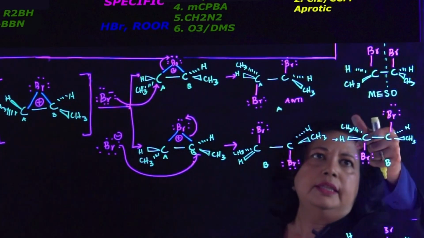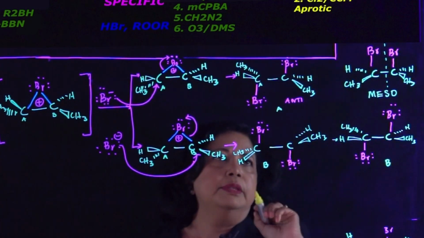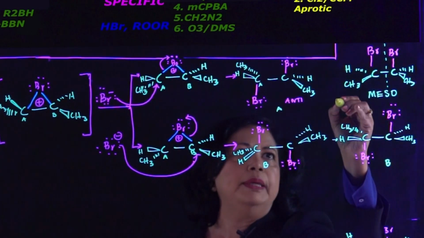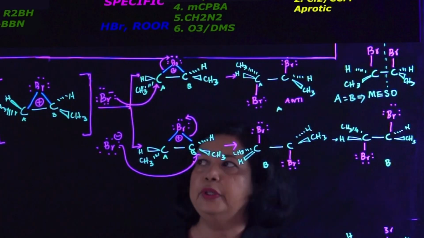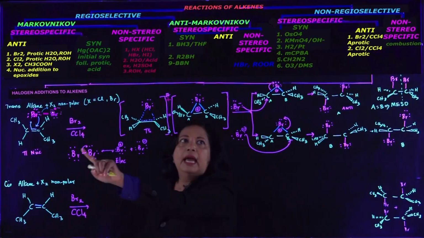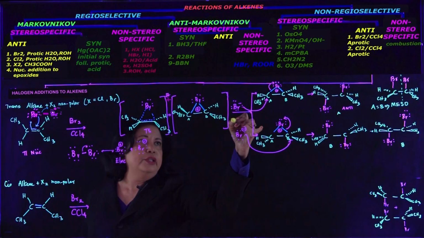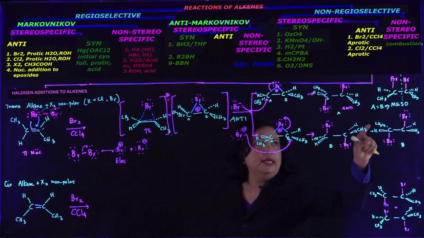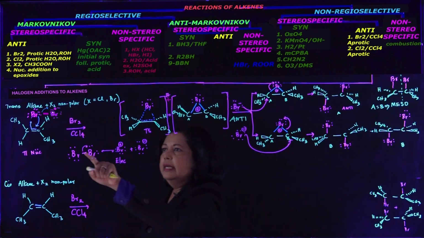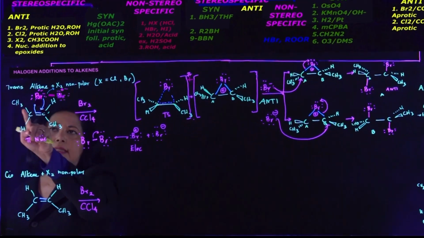You could have rotated this or this because they're both the same. So A is the same as B, and they are both meso. So when you take a trans and do an anti-addition, you would get a meso compound, provided that these R groups are the same.